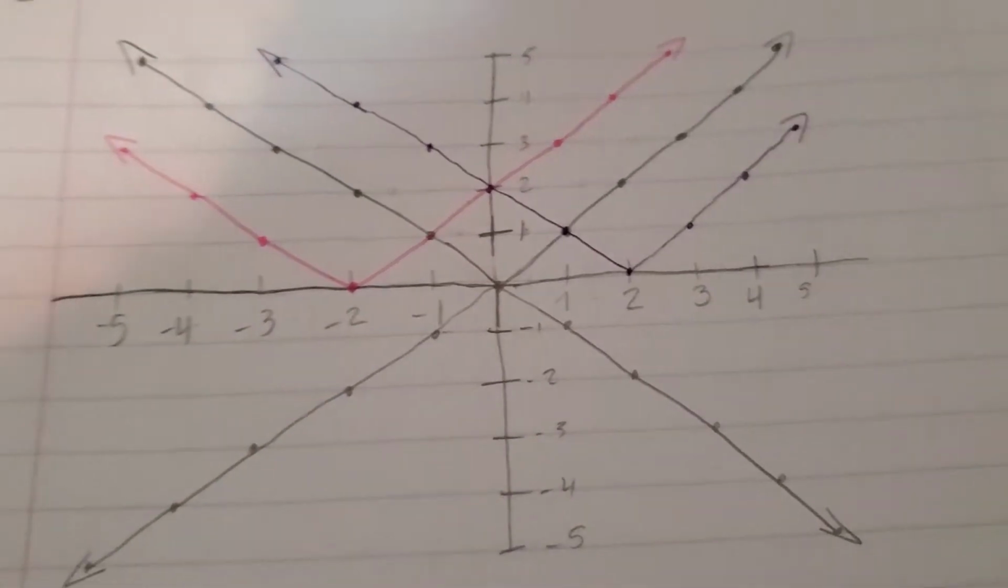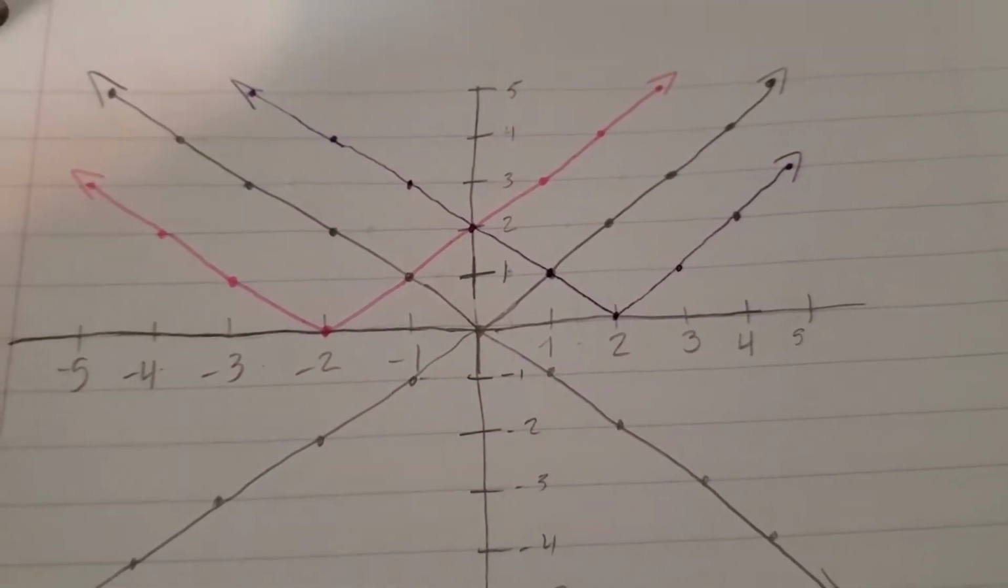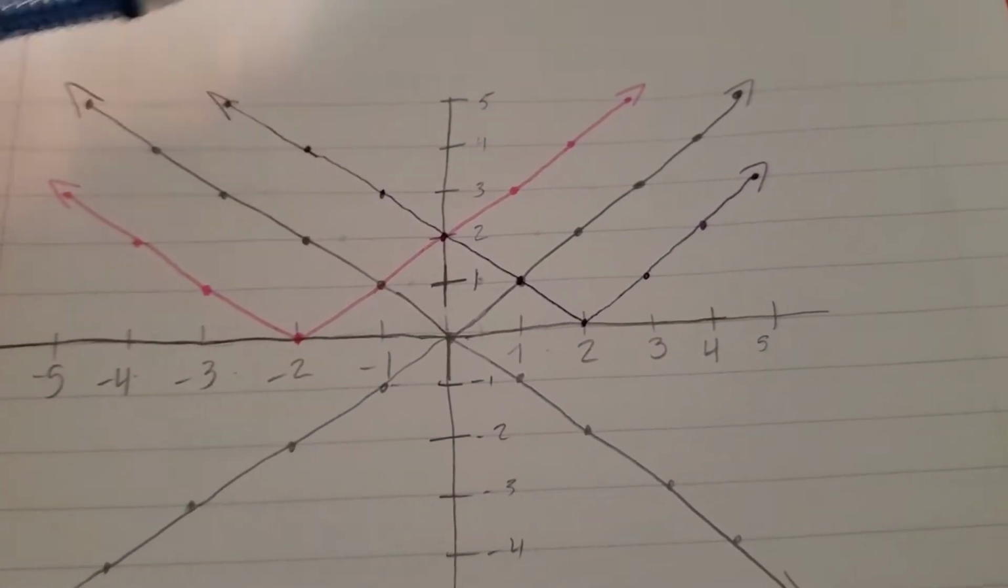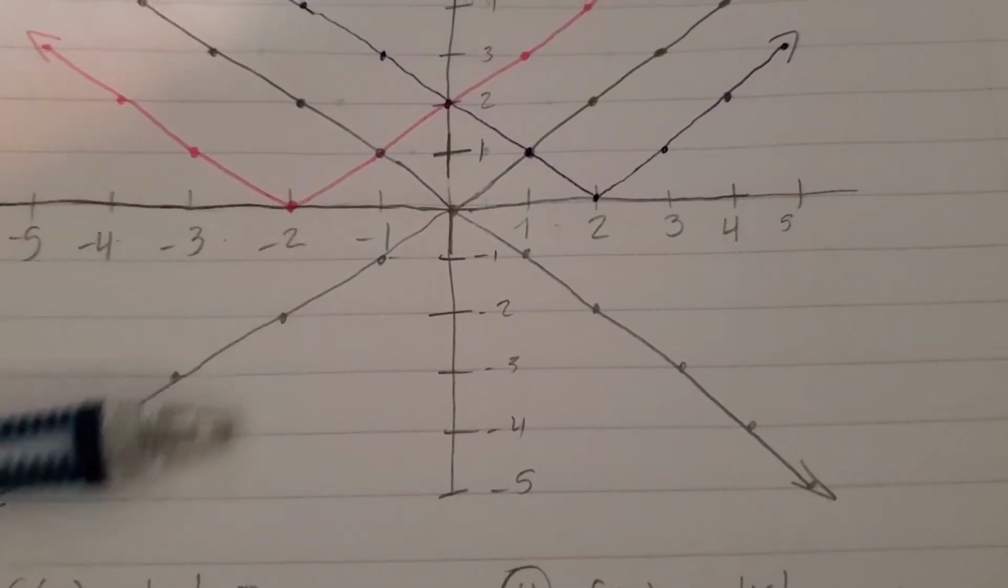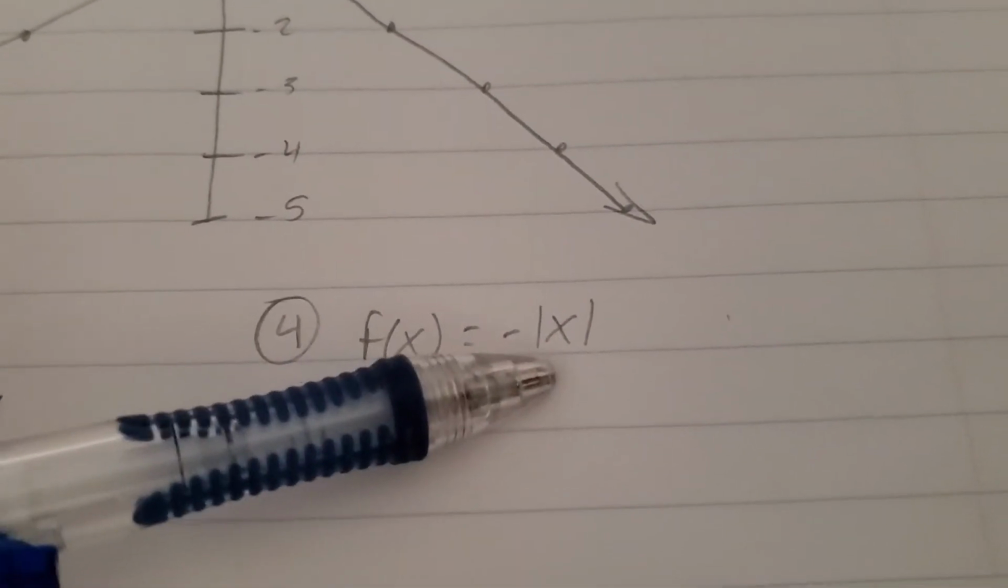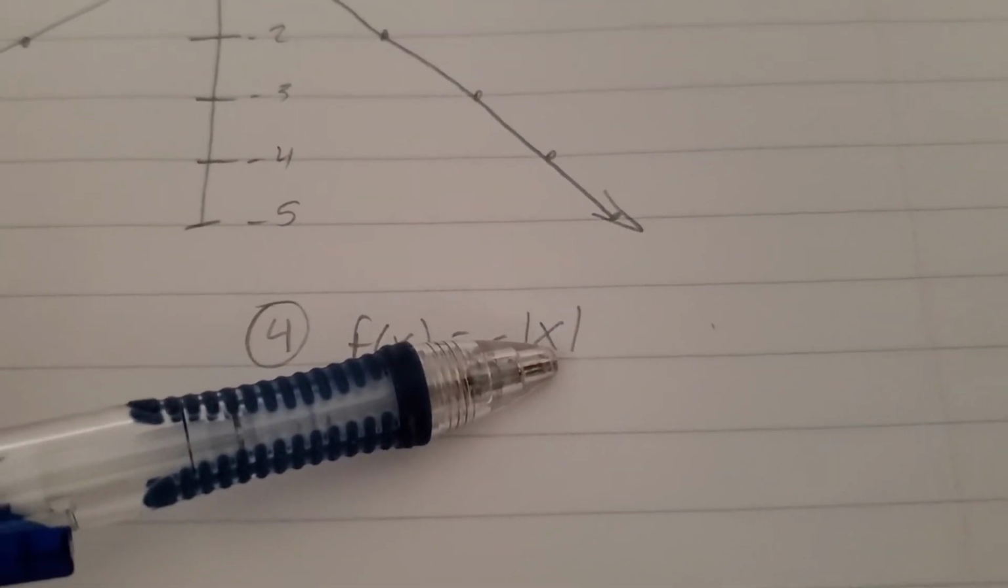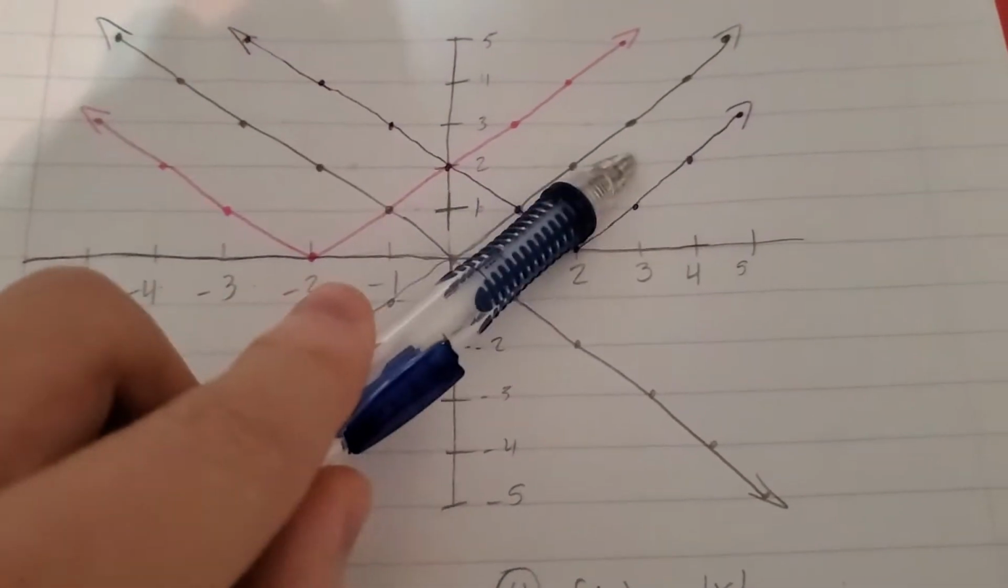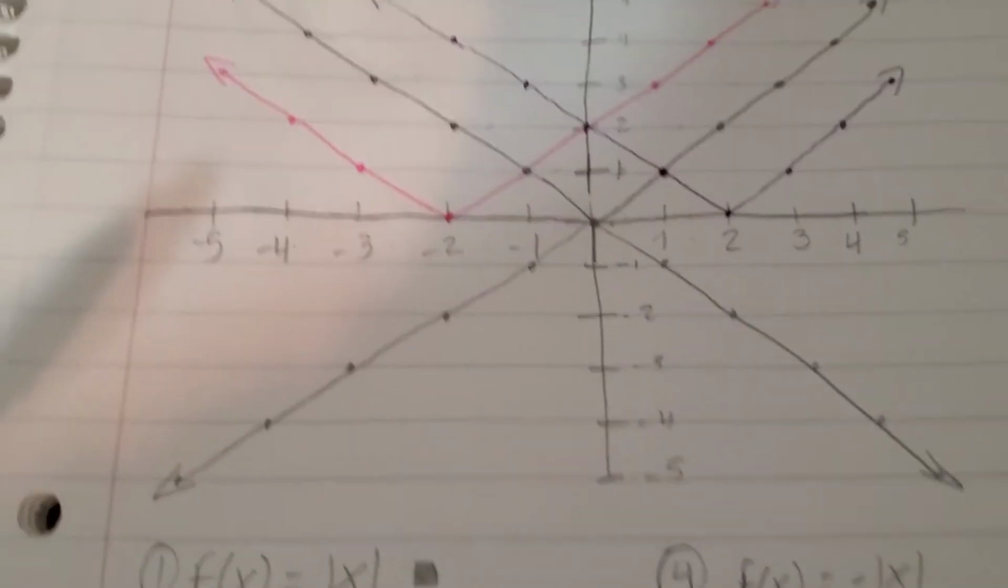So when you use the absolute value of an equation, it's always going to be positive. The only time it's going to be negative, like this graph right here, is if there's a negative in front or outside of the absolute value of x. Otherwise, it's going to be completely positive, only positive numbers.